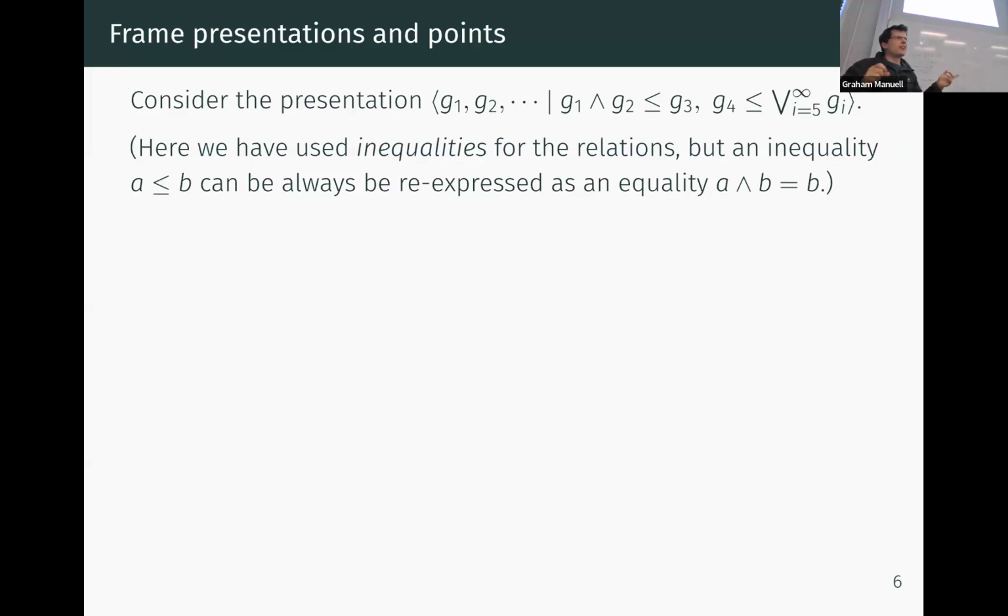And above I said the relations are supposed to be equalities, but here I've used inequalities. But it turns out it doesn't matter, because whenever we have an inequality in a frame, we can express it as an equality: whenever we say A is less than or equal to B, we say that A meet B equals B. So whether I use inequalities or equalities, it doesn't matter either way. But one thing that's interesting to think about is what are the points of such a frame? I've given you a random presentation of a random frame. What are its points?